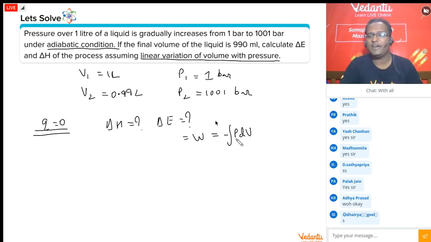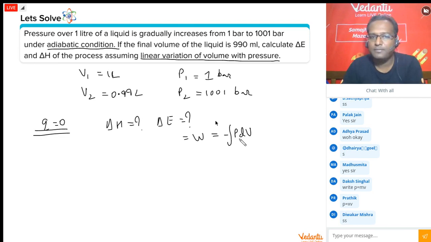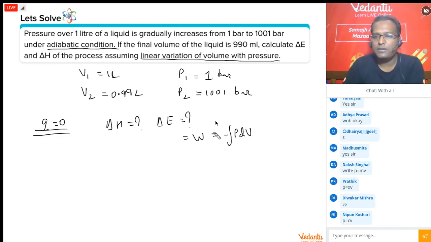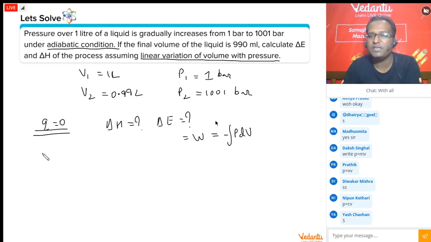I have to get rid of pressure if I want to integrate, isn't it? So now I will have to write the equation of a straight line of pressure versus volume. You guys are wrong when you say P equal to kV. Why are you considering zero intercept?